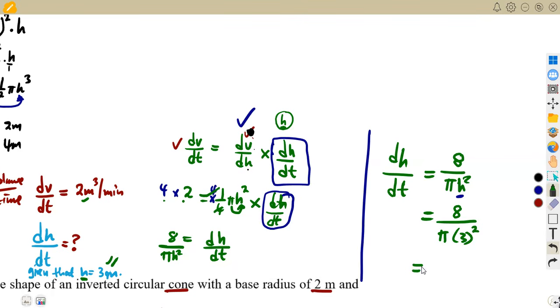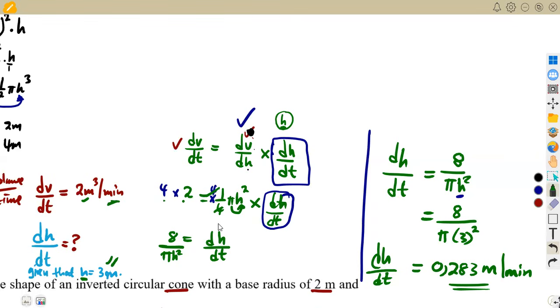All right, so that was going to give us the expression, given that our h is 3 meters. We're going to obtain 0.283. This is the change of height being measured in meters, so it is going to be in meters per our time. Remember, our time here is measured in minutes, so it is going to be meters per minute.